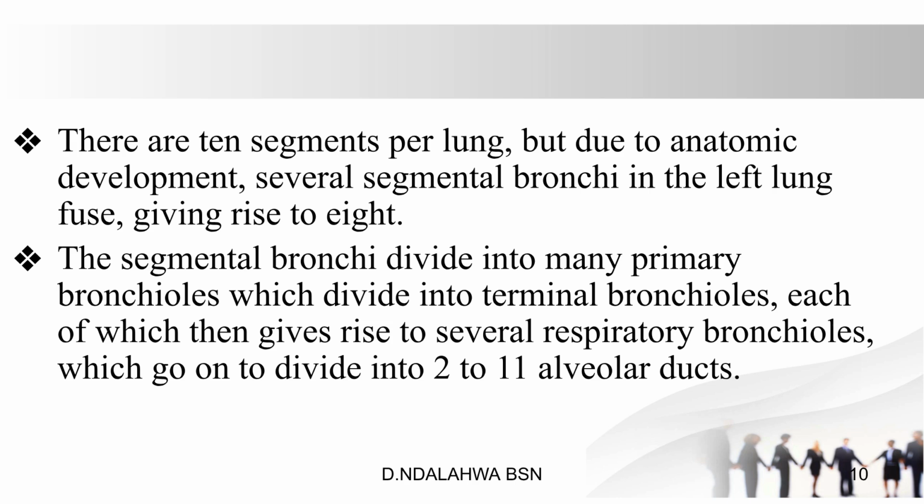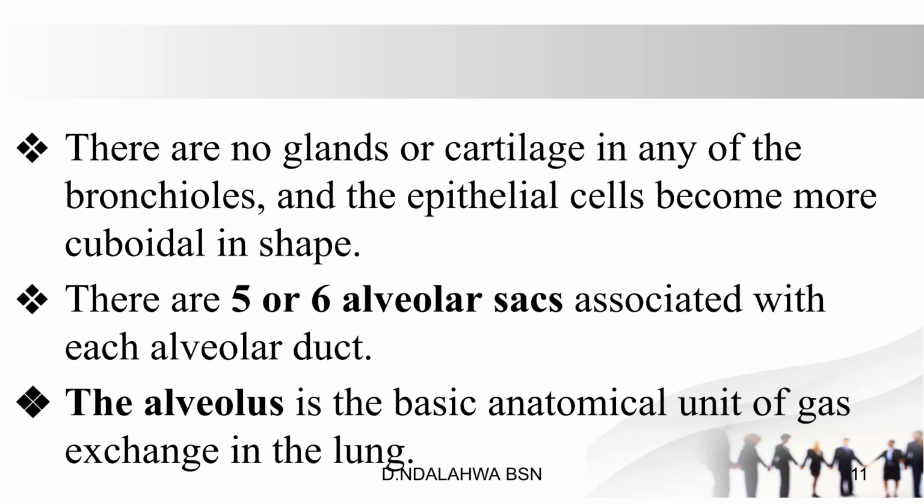Segmental bronchi divide into primary and terminal bronchioles, which lead to respiratory bronchioles and alveolar ducts. Bronchioles lack glands or cartilage, and their epithelial cells are more cuboidal. Alveolar sacs are associated with each alveolar duct. The alveolus is the basic anatomical unit for gas exchange in the lung.